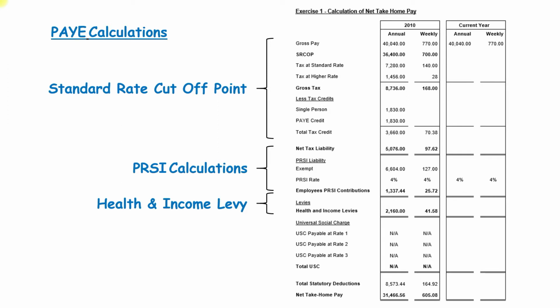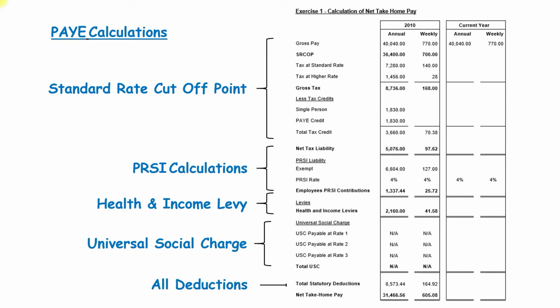Next up is the health and income levy. This levy was phased out and is not used currently. The universal social charge did not exist in 2010, and it is a significant part of our tax in the current year. All of the above deductions are added up and entered in the total statutory deductions line. The final totals are found by subtracting the total statutory deductions from the gross pay.